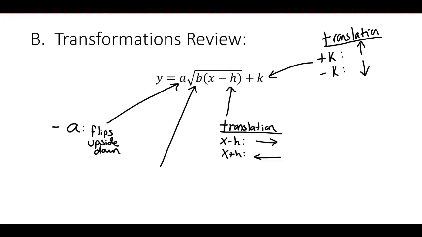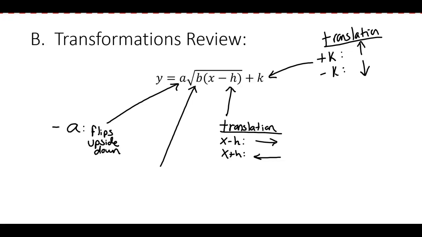So remember how our graph looked like this? You don't need to draw this because we're going to draw a lot of these in a minute. But if you had a negative A, it's going to cause it to look like that. It flips it upside down. Once again, you don't need to draw that. We're going to put that on a chart in a little bit.